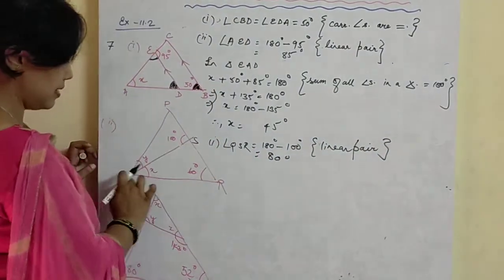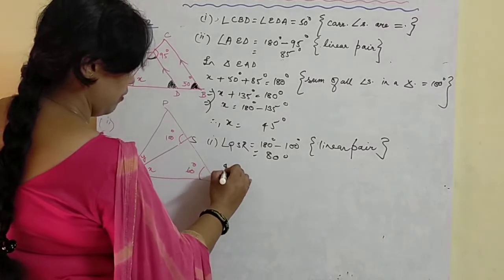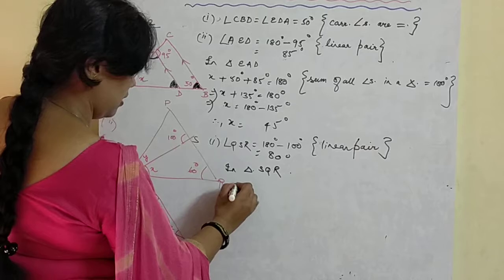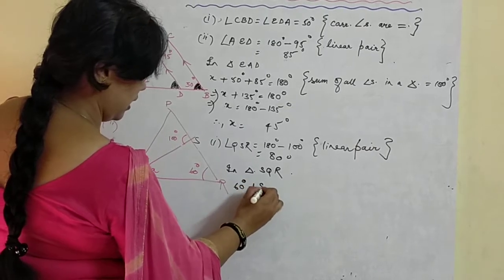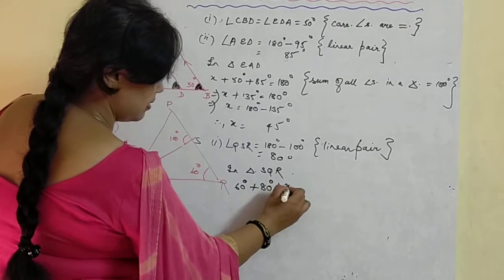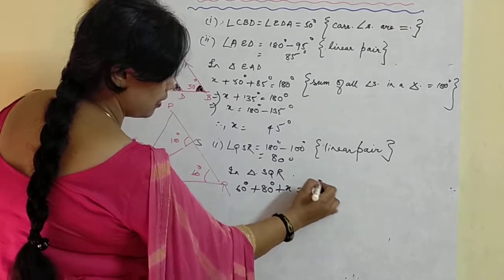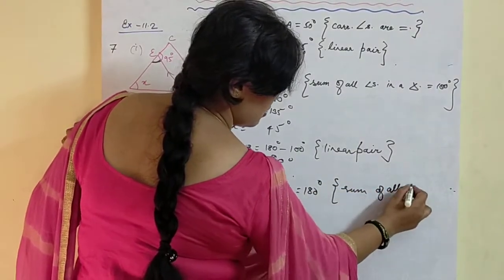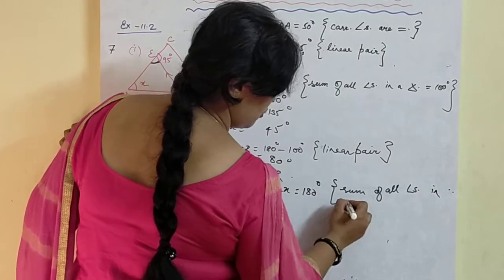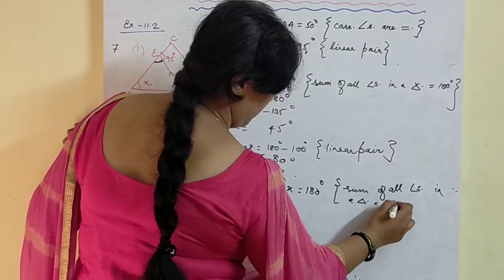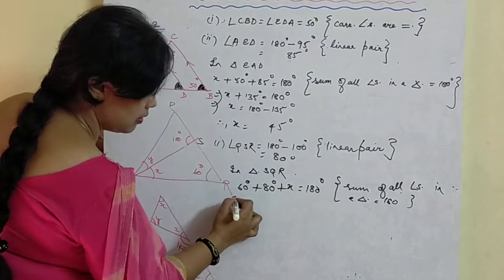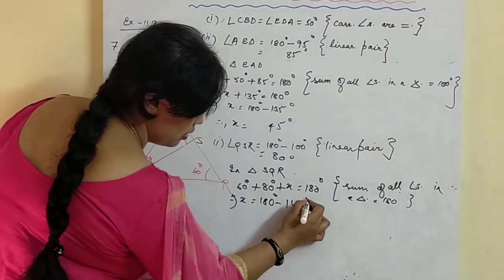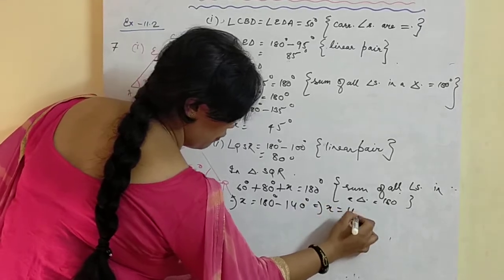Now in triangle SQR, 60 degrees plus 80 degrees plus x is equal to 180 degrees. Sum of all angles in a triangle is equal to 180 degrees. 140 plus x is equal to 180, so x is equal to 180 minus 140. Therefore x is equal to 40.